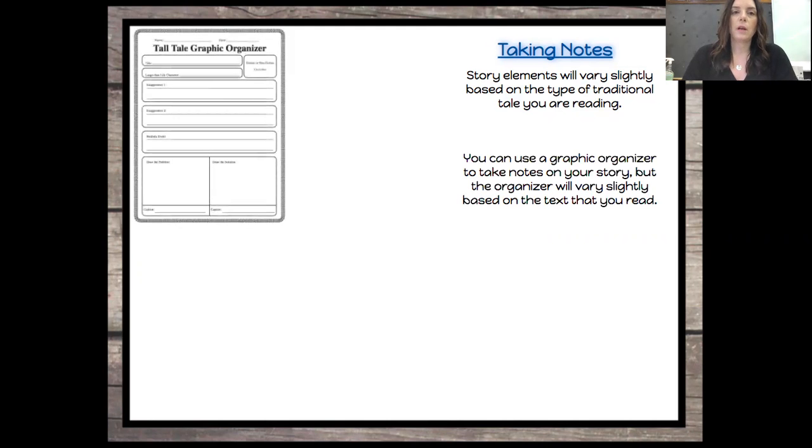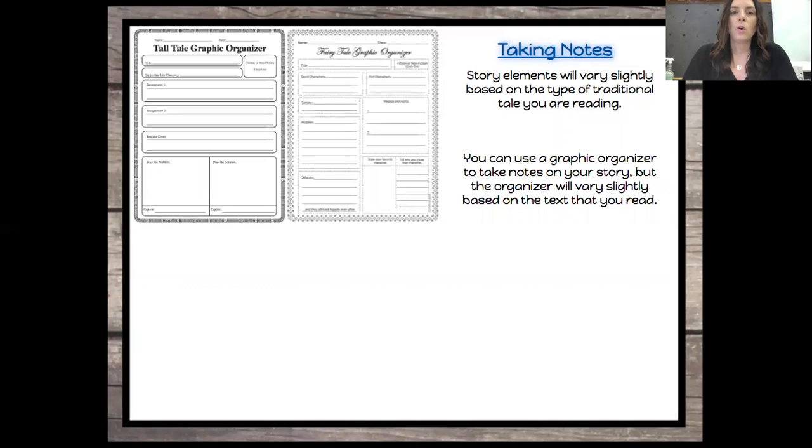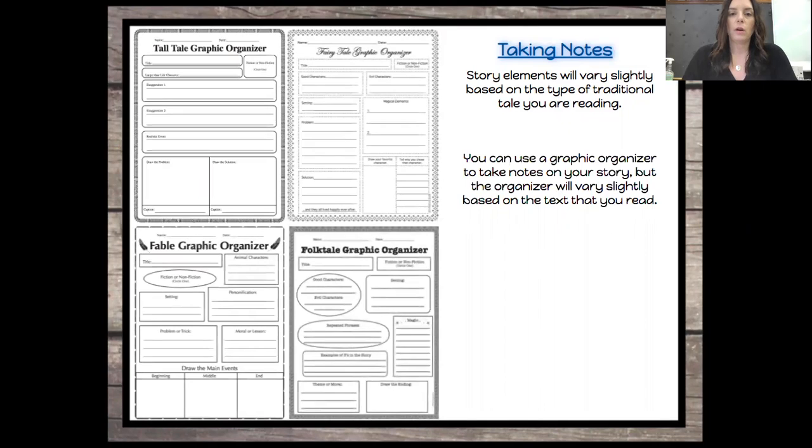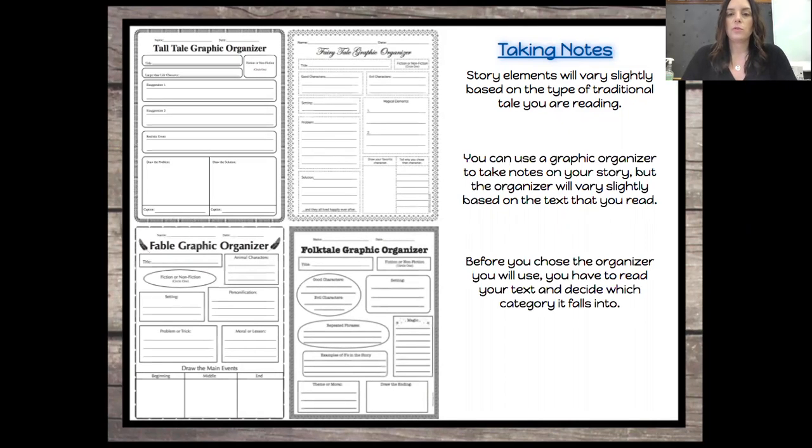So, for example, if you have read a tall tale, you would use a specific organizer for that, or possibly a fairy tale, or a fable, or a folk tale. So before you choose the organizer that you're going to use, you have to read your text and decide which category it falls into.